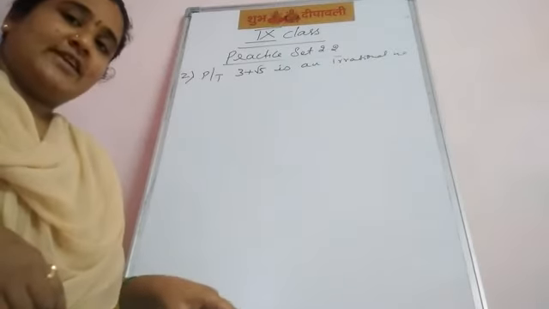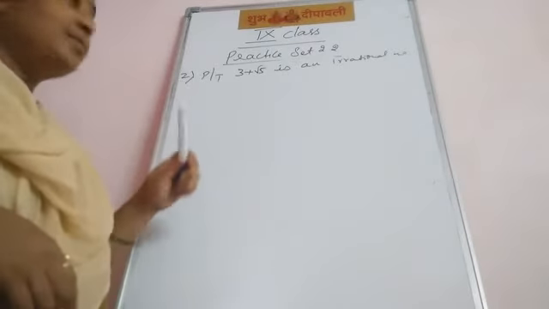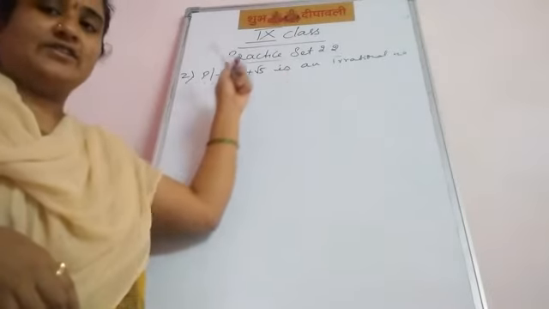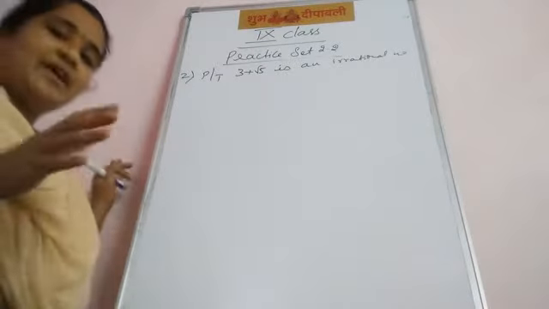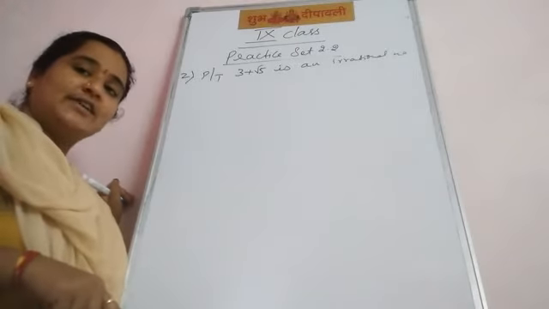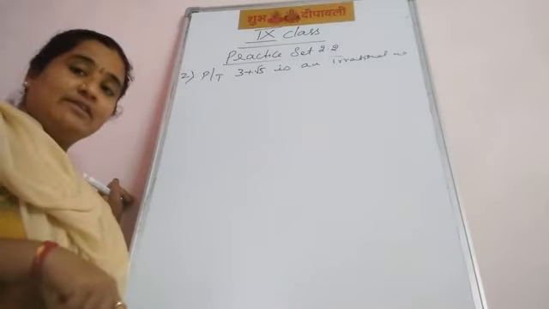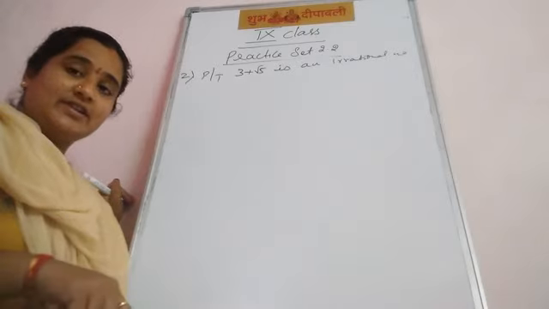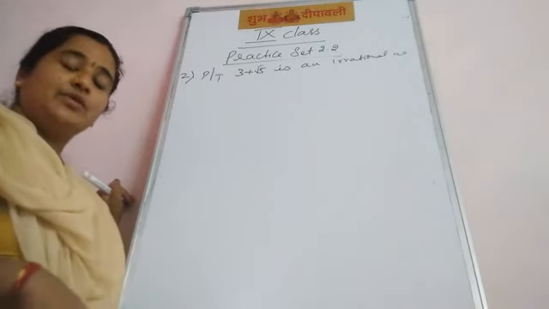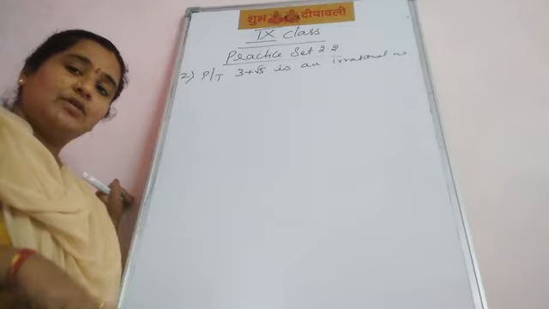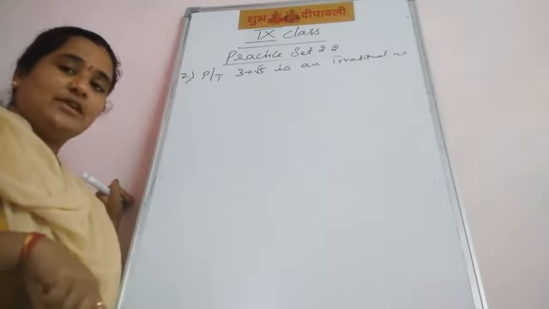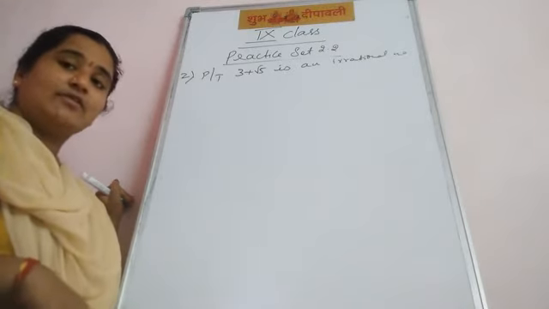Students, now the second question. Second question what? Prove that 3 plus root 5 is an irrational number. Here also, by using indirect proof, at the start we assume that the given number is rational. From the rational number definition, P upon Q where P, Q belong to integers and Q not equal to 0. In the middle we will get a contradiction.